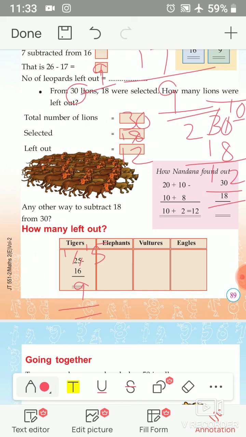Okay. Then next, elephants. How many total elephants are there? 42 elephants are there. 42 minus 34. Subtract. Yes, here also 2 minus 4 is not possible. So borrow from 4. Then 4 becomes 3. That is, the answer is 8.